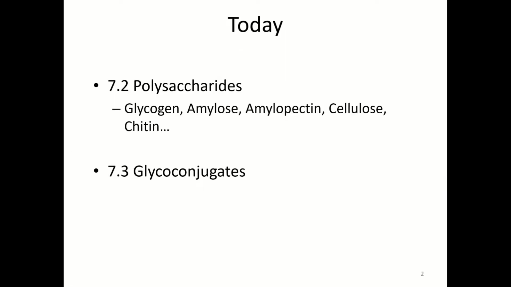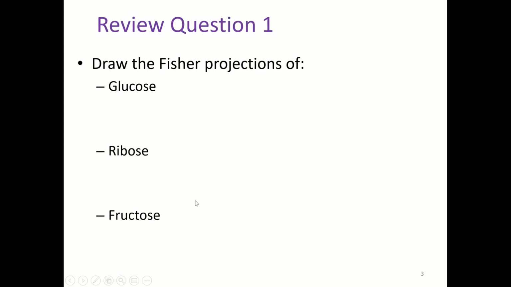So today we're going to be covering material from the second and third sections of the chapter, primarily focused on 7.2 polysaccharides, but we will cover 7.3 glycoconjugates. There'll just be a little bit less material from that section. But first, before we do that, we're going to start off with a couple of review questions, three review questions. So the first review question: draw the Fischer projections of glucose, ribose, and fructose.